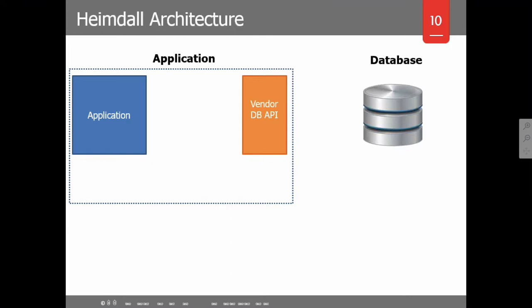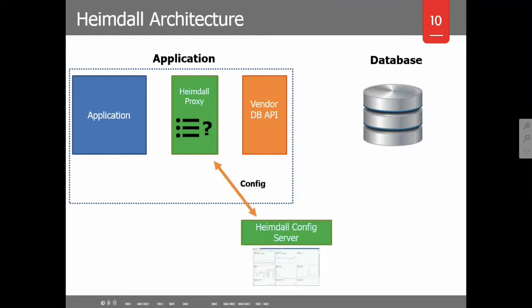So we still have our database, our application, and our vendor database API that was communicating with the database. But now what we have in between is the Heimdall proxy. So instead of the application communicating directly through the database protocol, it communicates through the Heimdall proxy. Now I'm showing the Heimdall proxy on the application server itself. That's one installation path. It also could be on a separate server as well, depending on how you want to do the architecture.